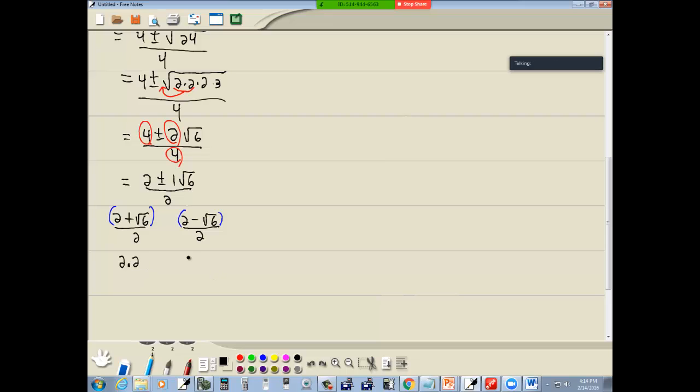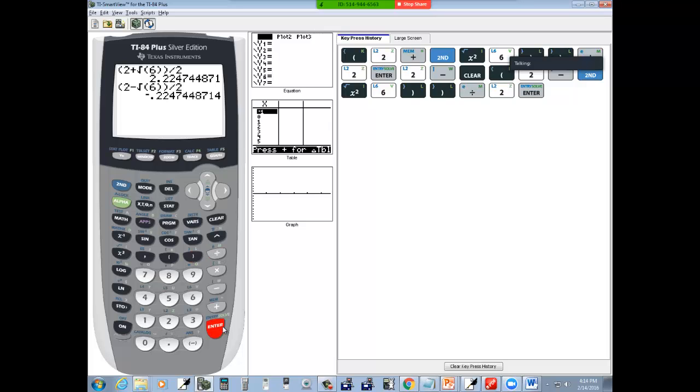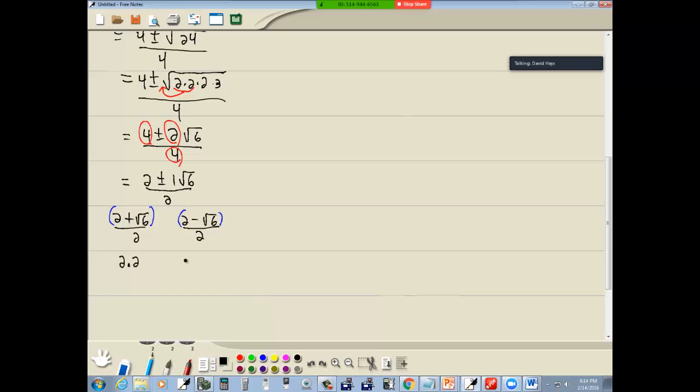Get that. Then the other one is 2 minus, oops, gotta have the parentheses on it. 2 minus the square root of 6, divide by 2. And that gives us a negative 0.2. So I'll come back to those. Those were our x-intercepts.